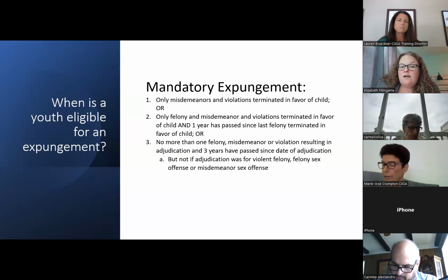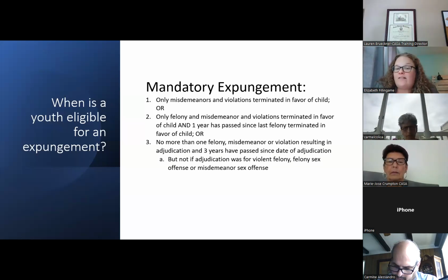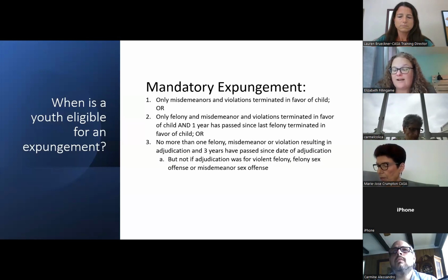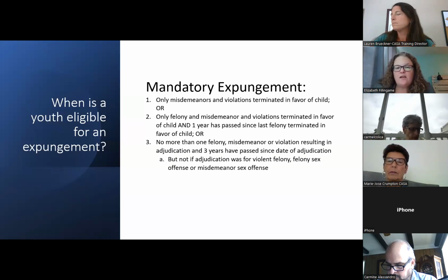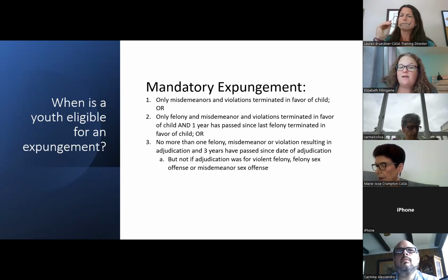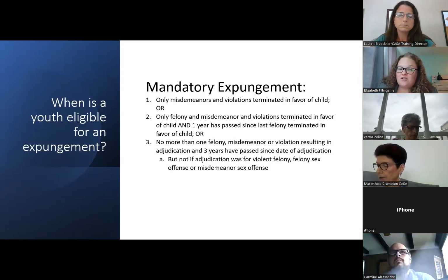Or no more than one felony, misdemeanor, or violation. So if they only have one charge that results in an adjudication, right? And that's what we call a conviction in juvenile terms. So no more than one adjudication, and 3 years have passed since that adjudication, they would potentially qualify for a mandatory expungement, but not if that adjudication was a violent felony, a felony sex offense, or a misdemeanor sex offense.